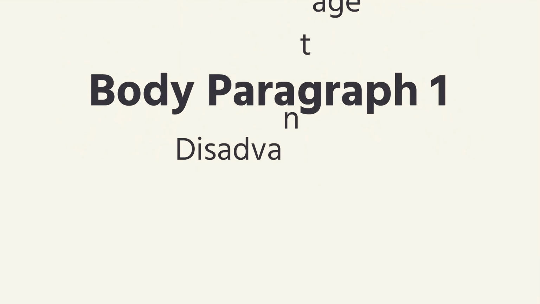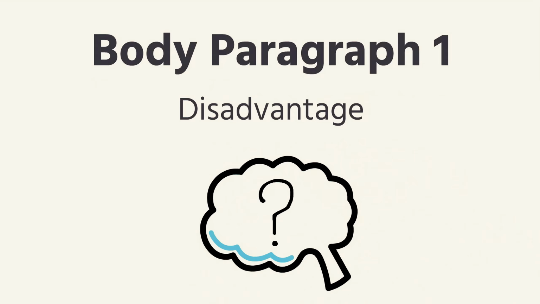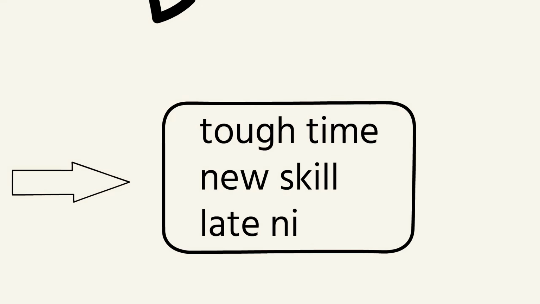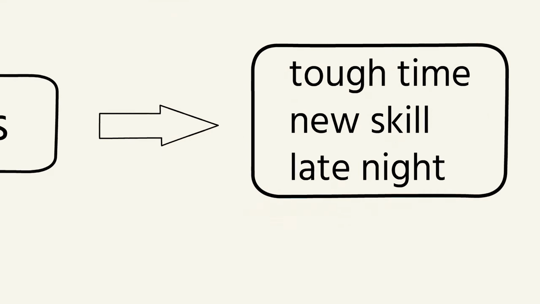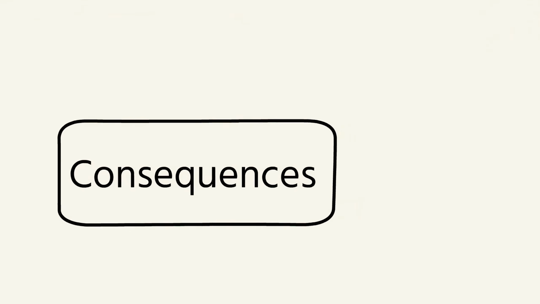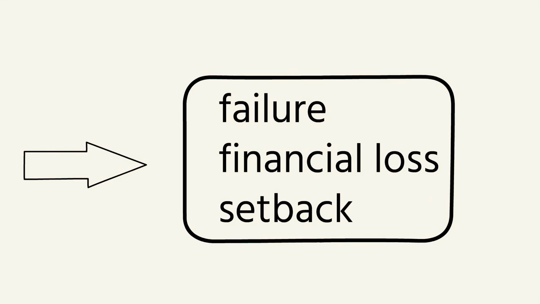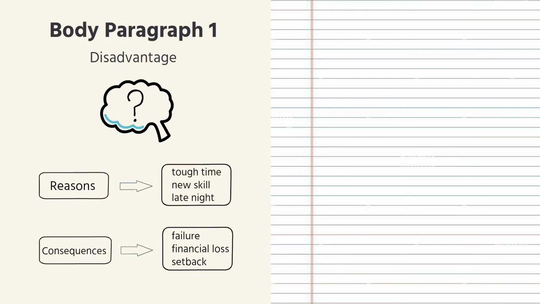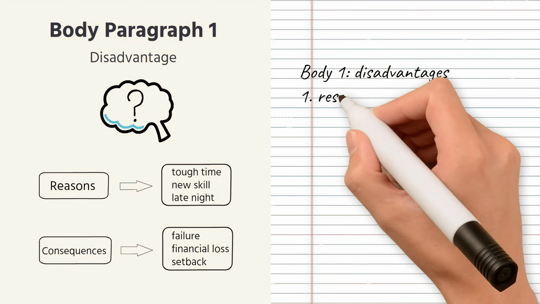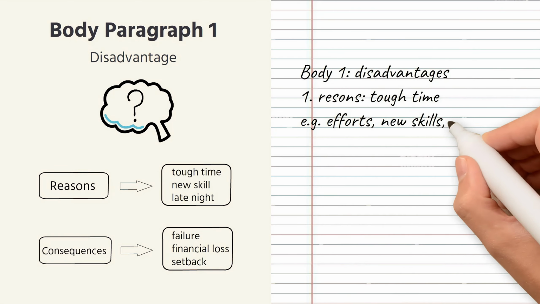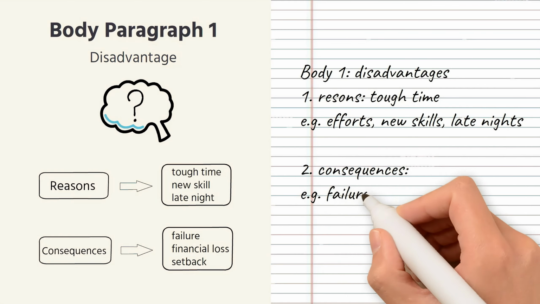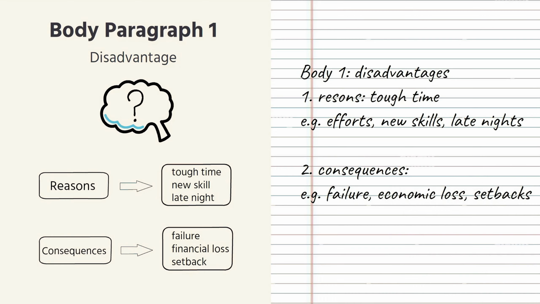Body paragraph 1. Negative side. First, why some people believe that they shouldn't take risks. Reasons: taking risks often means going through tough times, such as learning new skills, giving up personal time, staying up late to study, etc. Second, what consequences will it cause? Risk-taking can result in unbearable consequences like failure, financial losses, and other setbacks. So many people believe avoiding risk is better. Let's write the plan down. Body 1, cons. First, tough time. Example: efforts, new skills, late nights. Second, bad consequences. Example: failure, economic loss, setbacks.